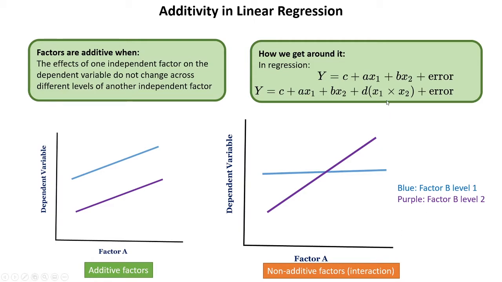If there was an interaction between the two, one way you could get around it is by adding an interaction term to your equation. In this case, it's d x1 cross x2. We're not going to deal with this in this class, but that is to say, if you ever do run into non-additive factors, it's not that you can't use regression at all. It's just that you'll have to go put an interaction term in and read about how to do that.